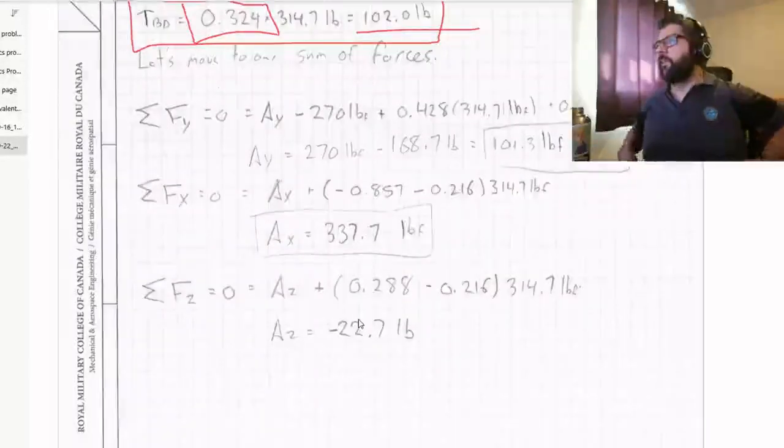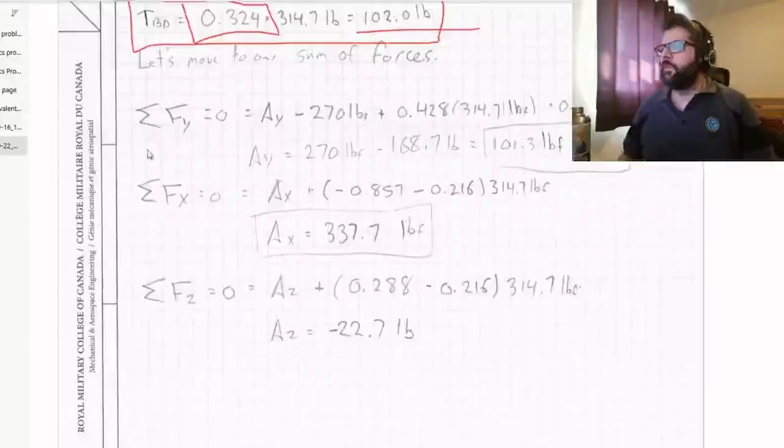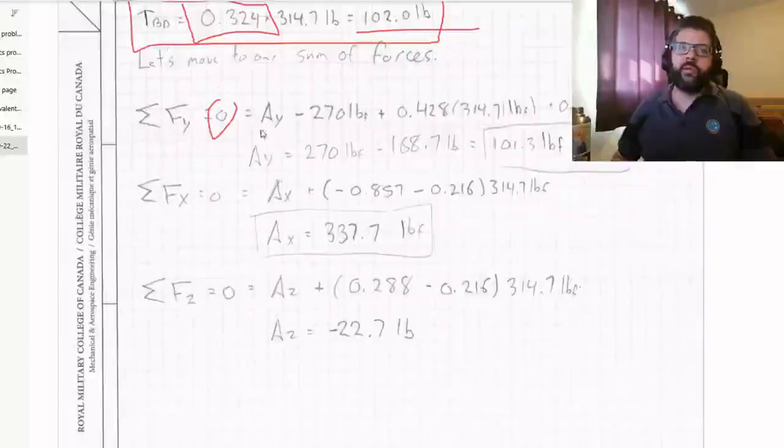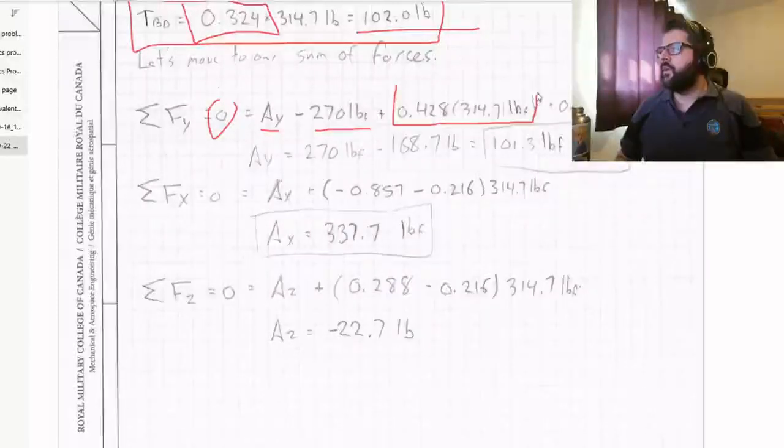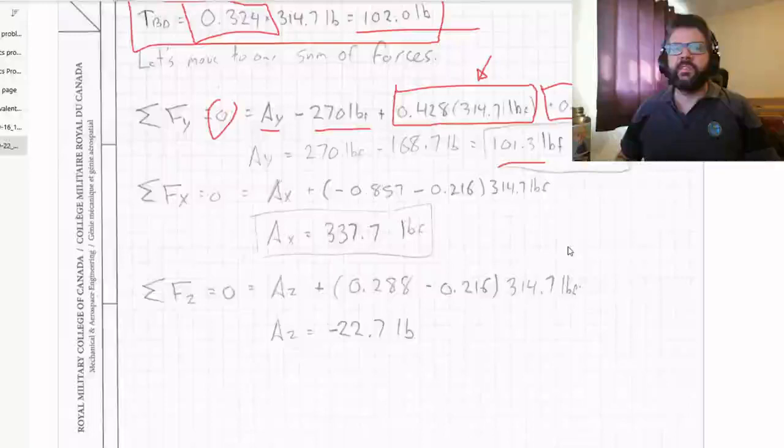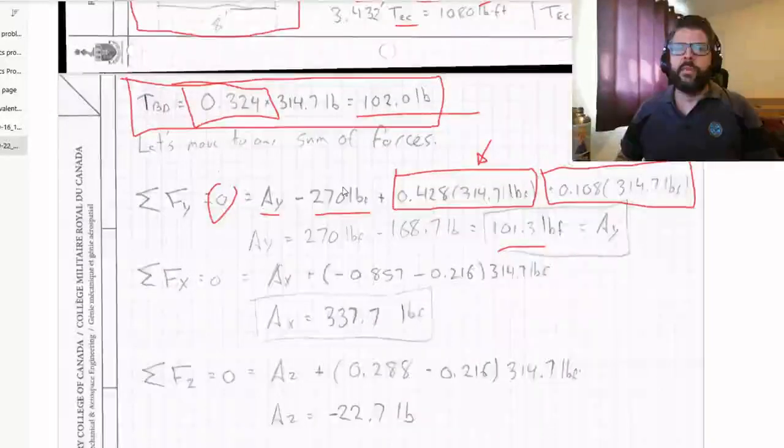Instead, let's just move on to the sum of our forces. So, the total forces in the y direction, again, needs to be equal to 0. Well, we got a reaction support at A in y. We got the weight, again, acting downwards. We've got the y component of our tension of our EY and of our BY, and we just add those things together, and that allows us to solve for AY. So that'll be 101.3 pounds force.